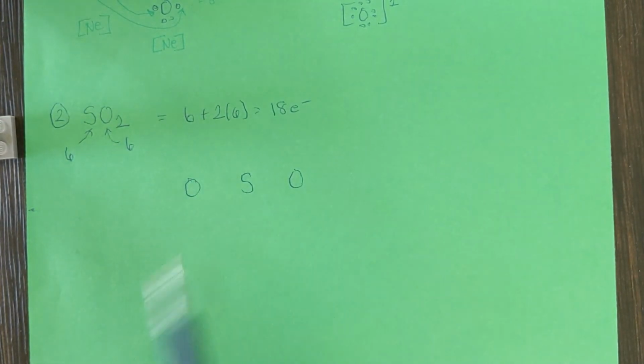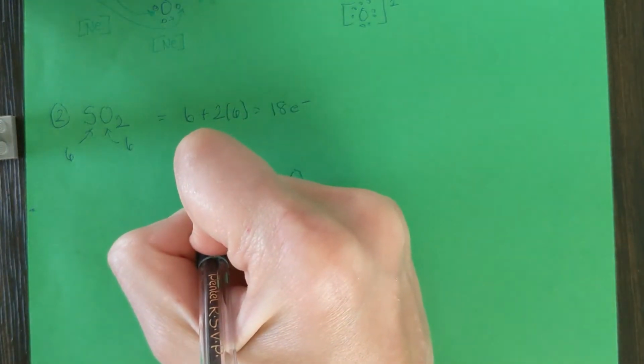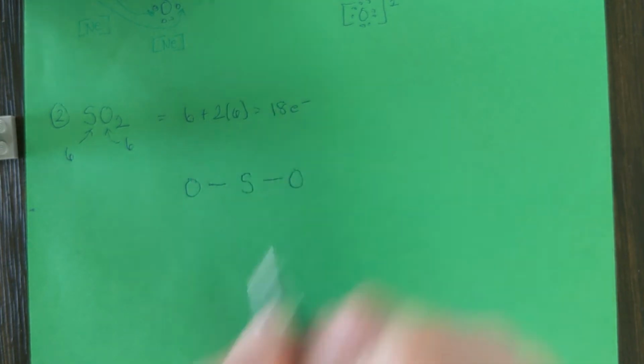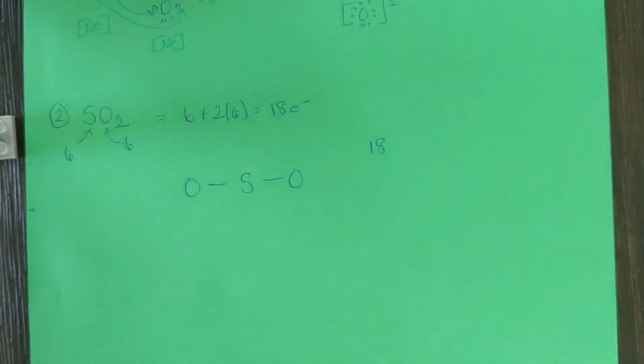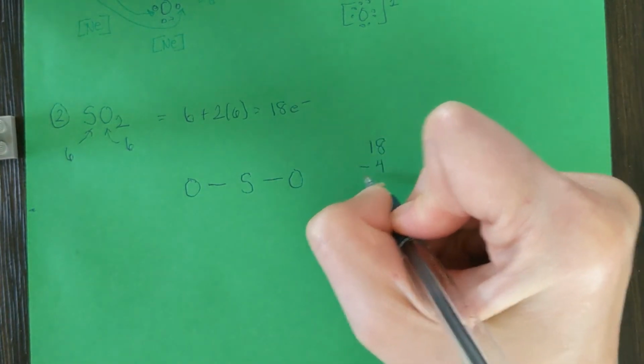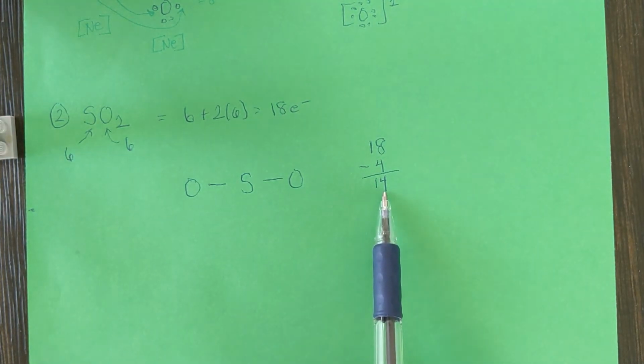The most common type of bond in nature is a single bond, so we're going to start by attaching single bonds. When we do that, we have 1, 2, 3, 4 electrons. I'm going to keep a tally over here. We had 18. We used 4 in bonding, which leaves us 14 left.